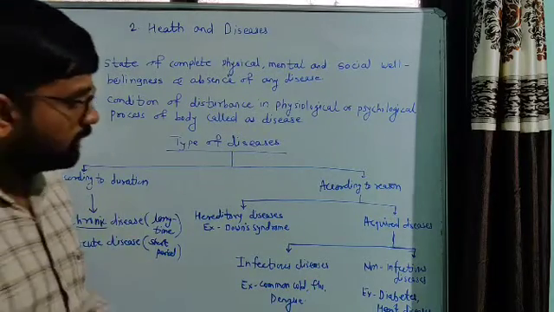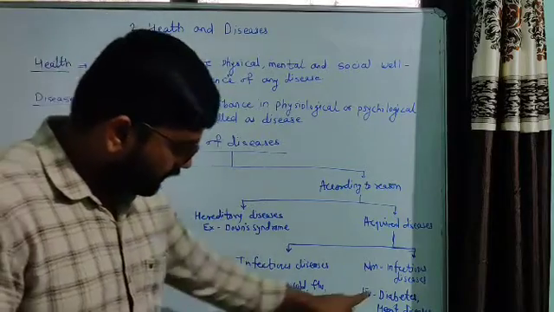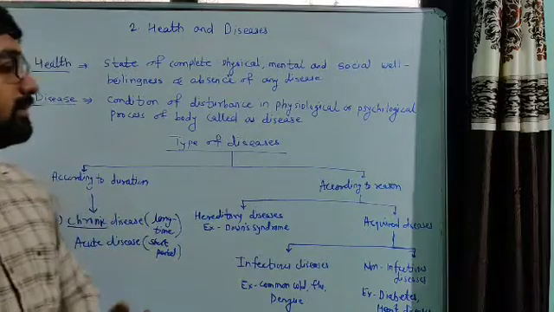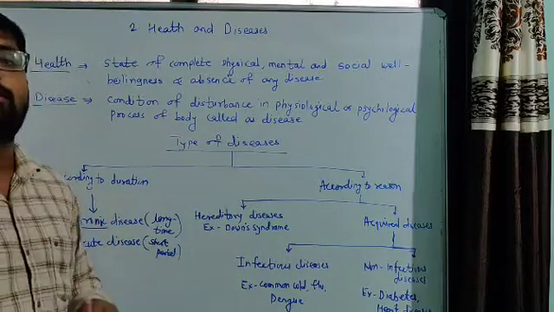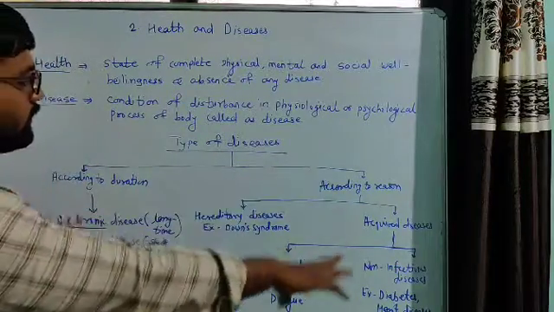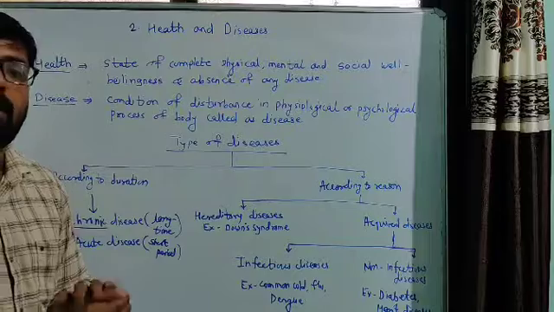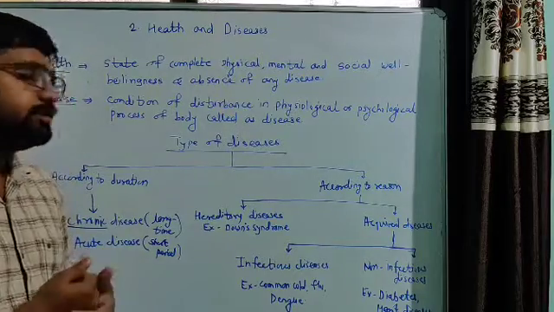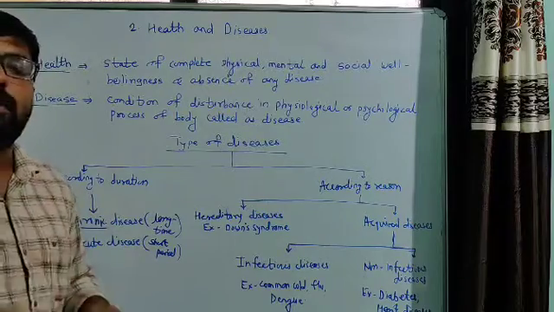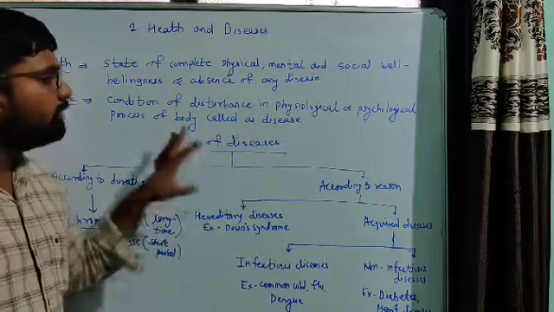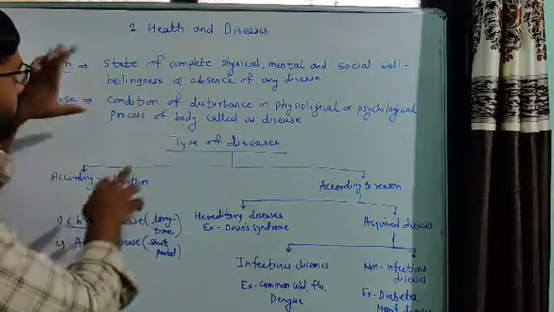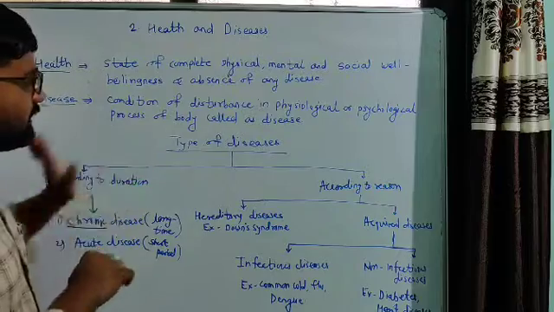Then non-infectious diseases, such as diabetes and heart diseases. Non-infectious means what? Such diseases do not spread through contact with the affected person. So this is the common distribution of diseases. In detail, we have to see many diseases in this chapter. Generally observed diseases we have to study in this chapter, so one by one we will study from the next lecture. You just have to remember these two definitions and this classification.